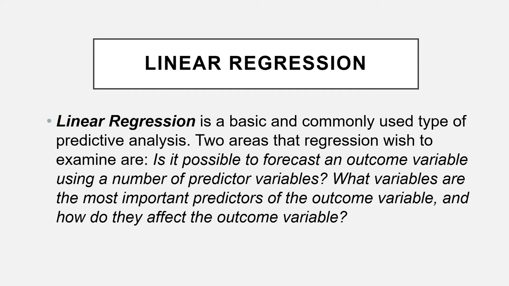So the two areas that regression wishes to examine are, the first question would be, is it possible to forecast an outcome variable using a number of predictor variables? And what variables are the most important predictors of the outcome variable, and how do they affect the outcome variable? So let's say, for example, in the COVID cases now, what are the variables that we need to look into? Would it be the number of people who die? Will it be the number of people who have recovered from the disease, or is it the number of new cases every day? So which among the variables would be the most important, so that we will know how it will affect the outcome.